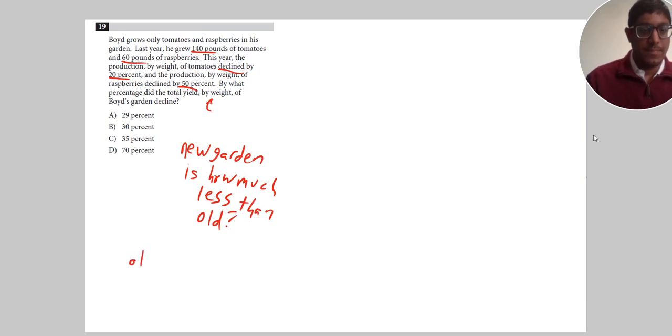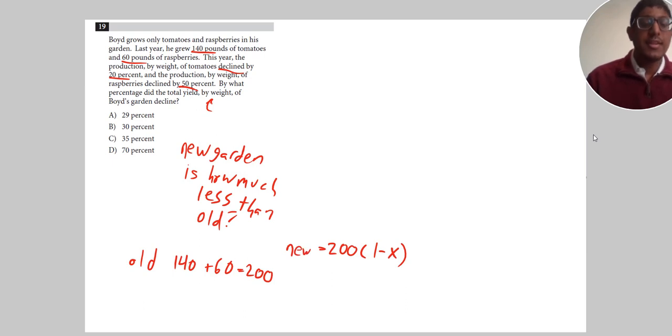The old garden was just 140 pounds of tomatoes plus the 60 pounds of raspberries. That's going to equal 200. So if we know we're going to end up using a percent change, we can start this off here by saying the 200 pounds decreased 1 minus x, because that's what we're looking for, to get us the amount of the new garden, which we don't know yet. So now we can figure out what the new garden is.